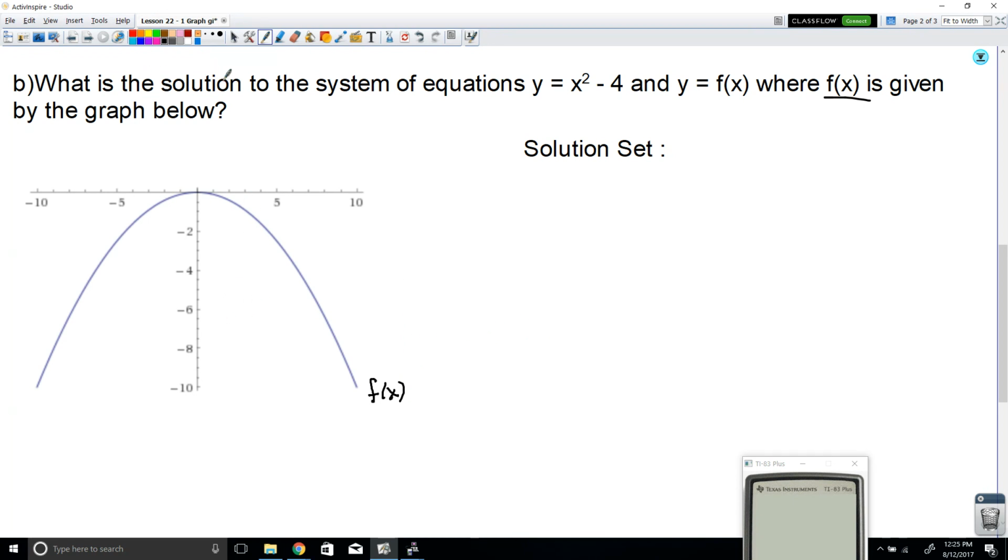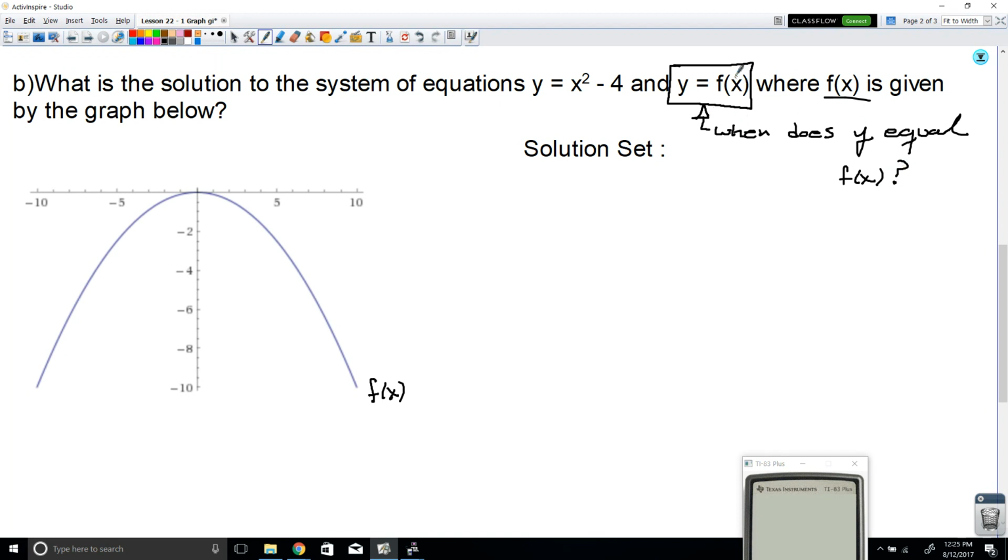It says, what is the solution to the system of equations y equals x squared minus 4 and y equals f of x? So pretty much this is the question we're trying to answer here. So when does y equal f of x? This is what we're trying to answer here.